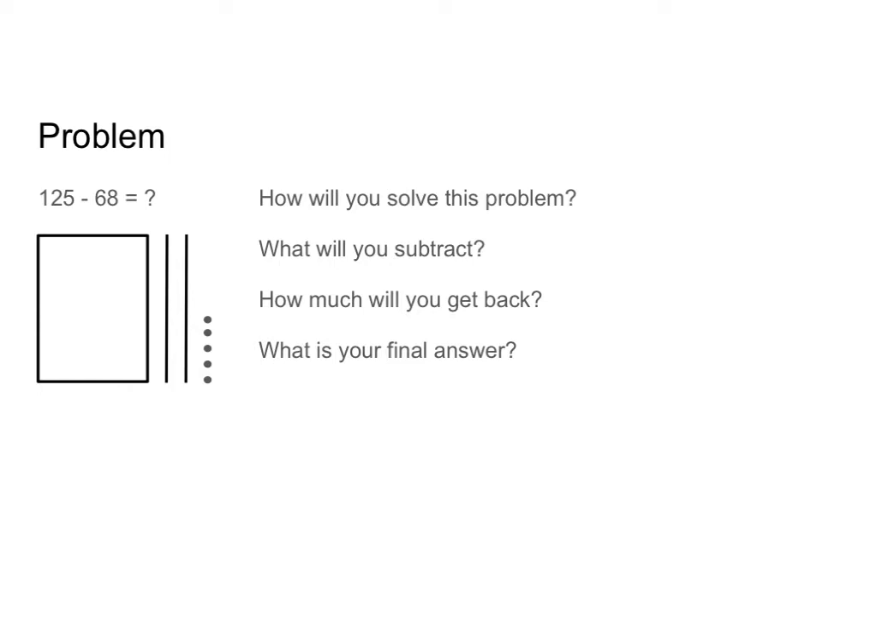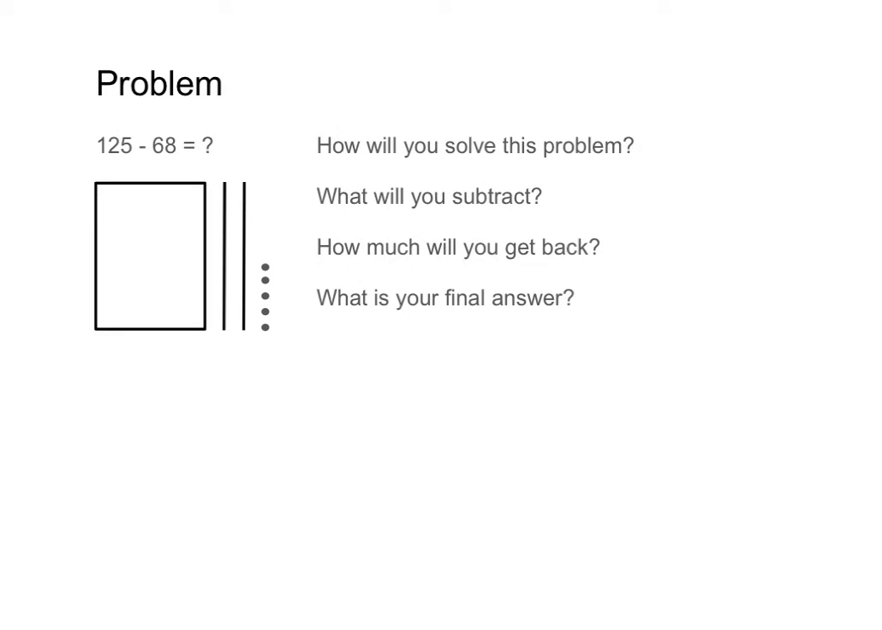All right, here's our problem. 125 minus 68. So notice on this one, the 25 is smaller than the 68. As you look at our picture, we cannot take 68 away from that 25. So we are going to take it away from the 100. So 125 minus 68, I'm just going to subtract the entire 100. Now, the question is how much do we get back?